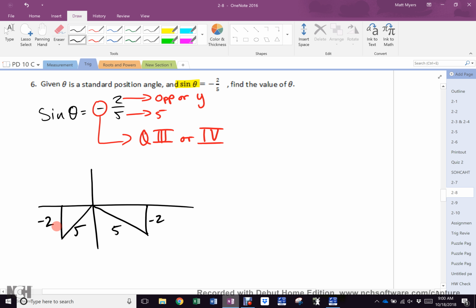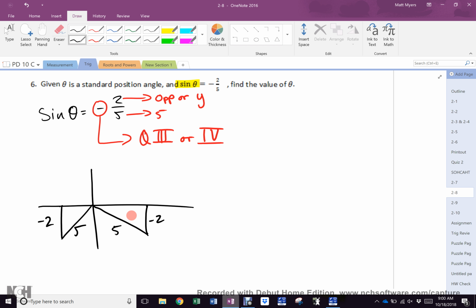Yes? Everybody good? How do you get a negative number in quadrant 3? Negative 2. My favorite kind of questions. Everybody cool? Which means now, this is where it gets tricky.